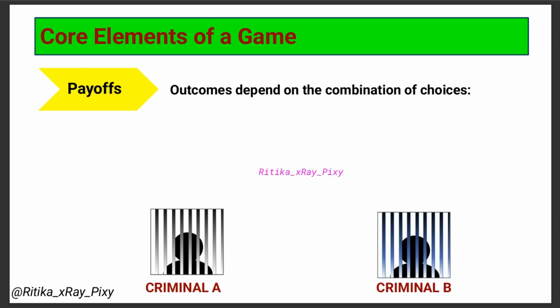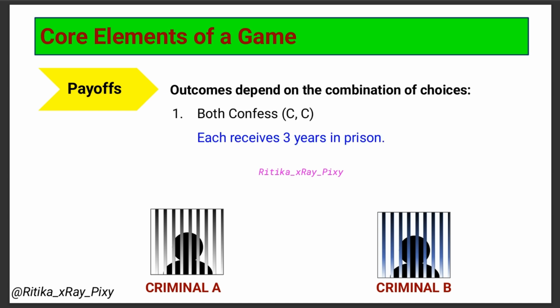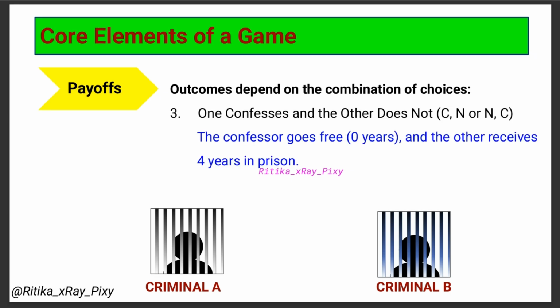Third core element we have is payoff, that is the outcome. So the payoff here is that the outcome depends on the combination of choices. First choice, if both confess, each receives 3 years in prison. If both do not confess, then each receives 1 year in prison. Third case, if one confesses and the other does not, then the confessor goes free and the other receives 4 years in prison. So here you can see the payoff matrix.